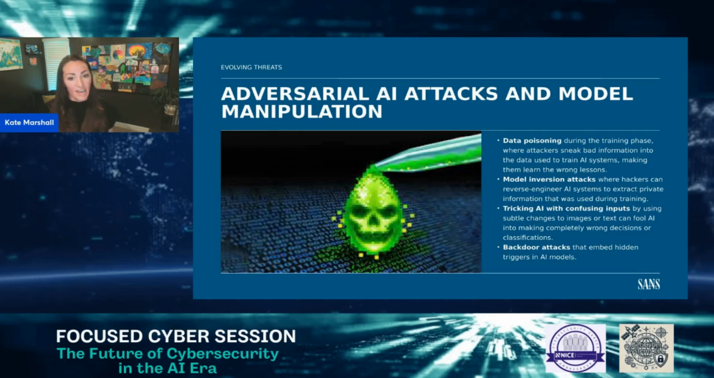So the next one is adversarial AI attacks and model manipulation. Data poisoning is a big thing. You think about during training phases, you can sneak bad data or bad information into GPTs or into your LLM. There's model inversion attacks where hackers can reverse engineer the AI systems to extract information and do what they want. Or you can trick the AI with different confusing inputs and say, no, I promise I have the security clearances to be able to do this stuff. And then there's backdoor attacks as well that we're starting to see increase in the space.